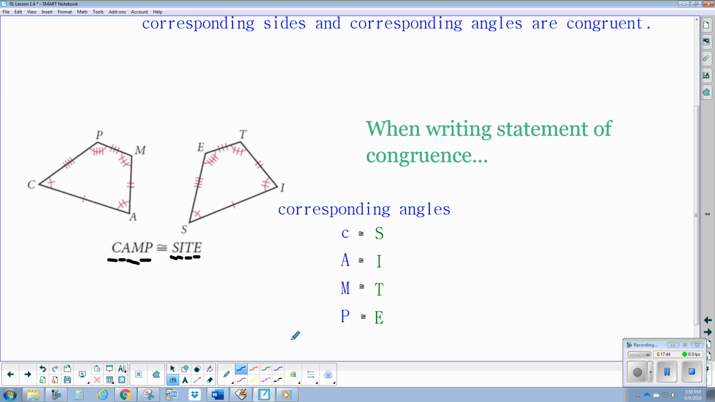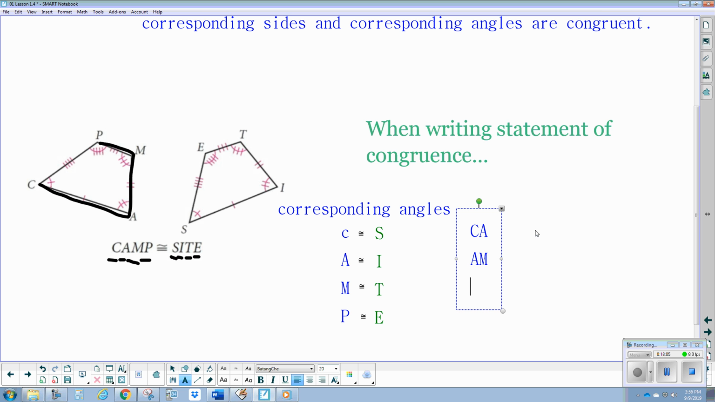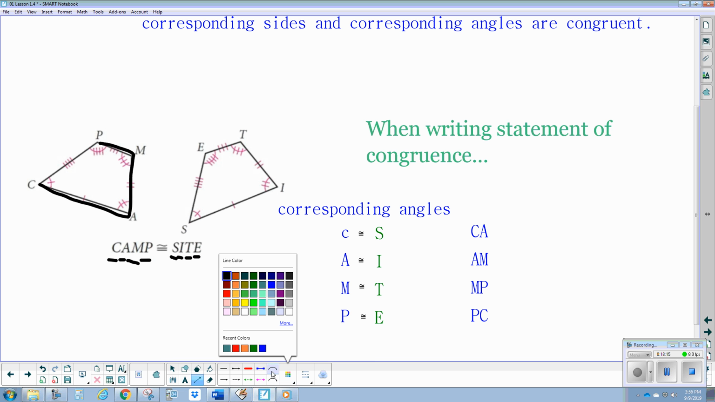Now we have to look at our four sides. If we look at how we name our polygon, C to A to M to P, we have four sides of this quadrilateral. So let's look at our corresponding sides. CA is a side, AM is the next side, MP is the third side, and PC is the fourth side. And of course, when we name sides, we use the segment marking. So make sure that you have that segment mark above each one of those sides.